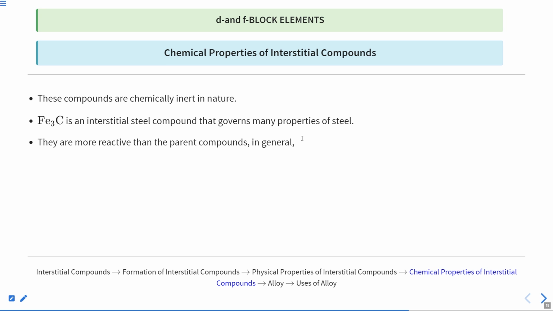Although they are chemically inert, in some cases they are more reactive, like in the case of steel, Fe3C. What we have done is taken iron, and filled the interstitial holes with the help of carbon.